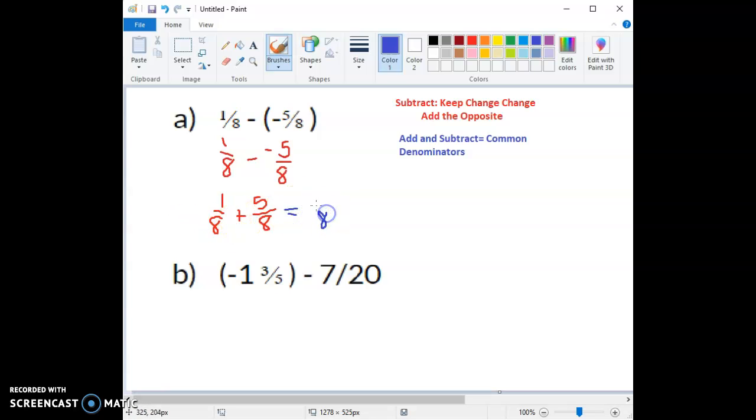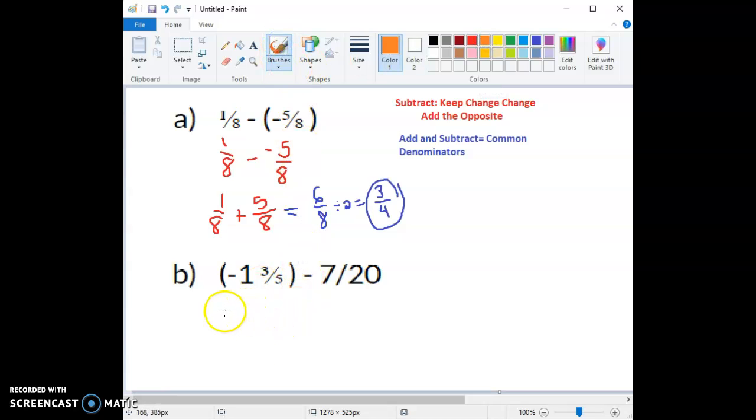So I have an 8, and then 5 plus 1 is 6. I can reduce that, make it look all pretty, divide it by 2. I'm going to get 3/4. Okay? Looking at B. Now would be a great time to pause it. I'm going to keep going, but it would be a great time to pause it and try it yourself.